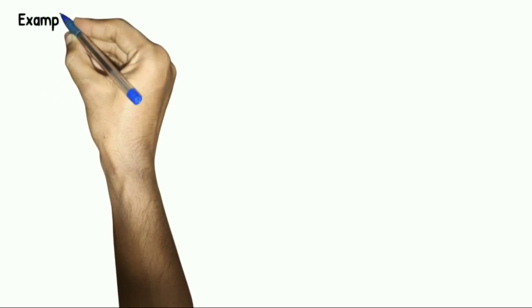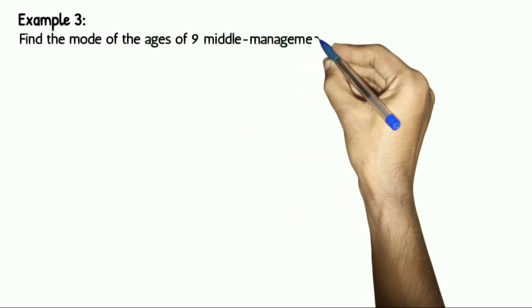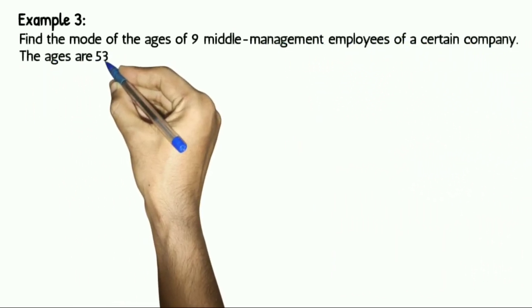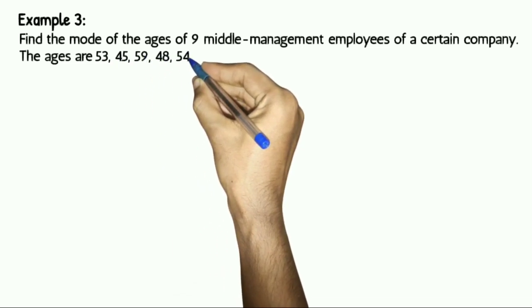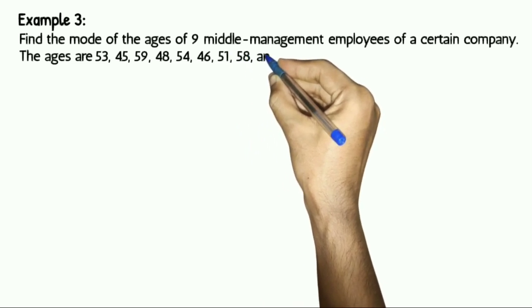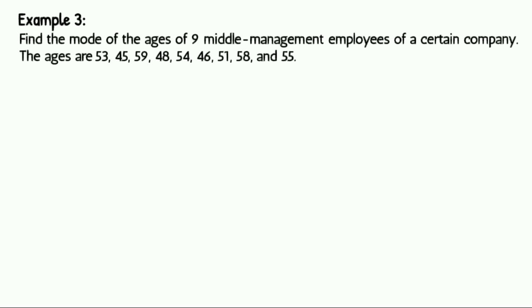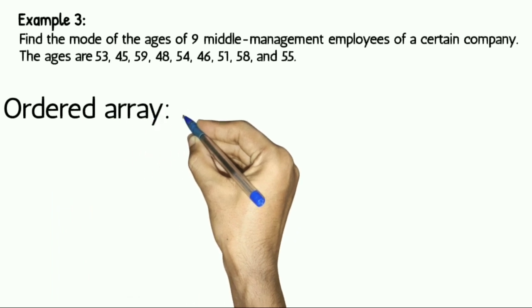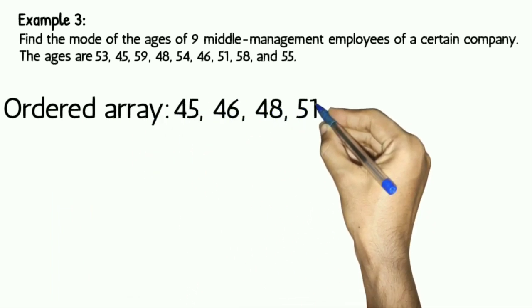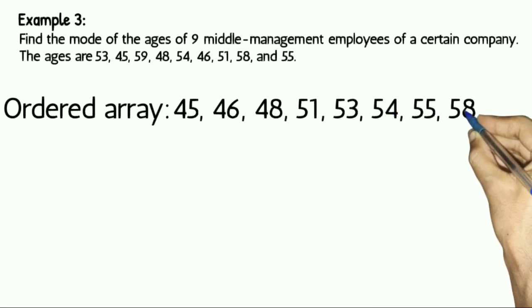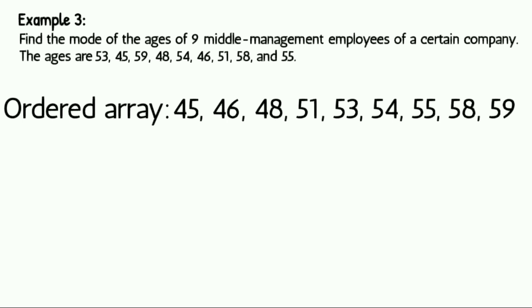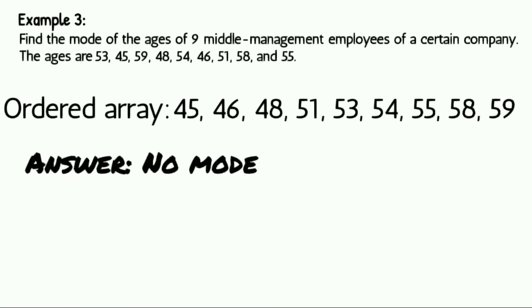Next, example number 3. Find the mode of the ages of 9 middle management employees of a certain company. The ages are 53, 45, 59, 48, 54, 46, 51, 58, and 55. The first thing we do is order it, arranging it in ascending order. So the ordered array for this data is 45, 46, 48, 51, 53, 54, 55, 58, and 59. If you notice in our dataset, no value occurs twice. All values occur only once. So the answer here is no mode. There is no mode since the dataset has the same frequency.